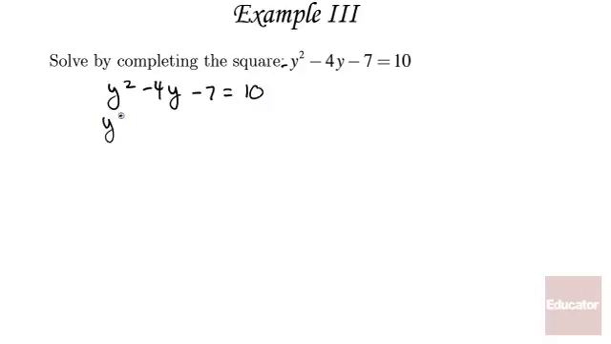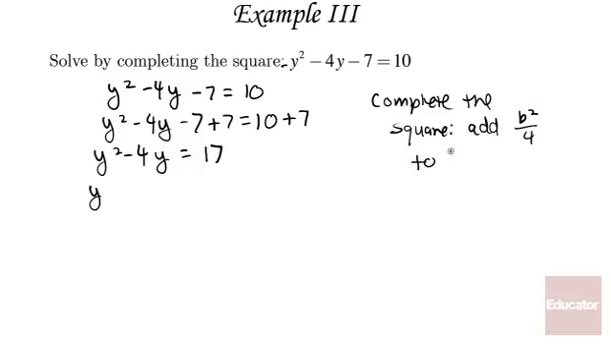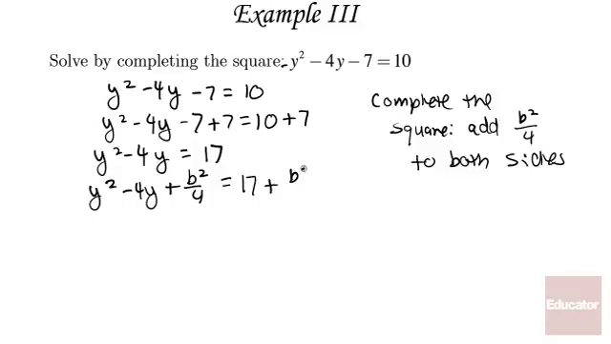First step, put the variables on the left, constants on the right. So let's add a 7 to both sides to move that 7 over to the right, to get y squared minus 4y equals 17. Now I need to complete the square. To complete the square, you're going to add b squared over 4 to both sides. Okay, y squared minus 4y plus b squared over 4 equals 17 plus b squared over 4.